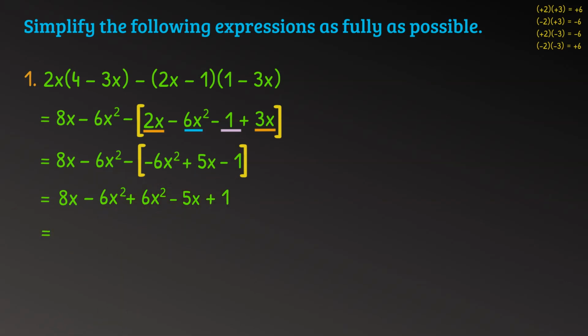Then we can combine similar terms together, and we have two terms with x squared in them. However, one is minus 6x squared and one is plus 6x squared. So they cancel each other out, and we have no terms with x squared in the answer. The 8x and the minus 5x combine to give us 3x, and we only have one constant, which is plus 1, so that remains the same.